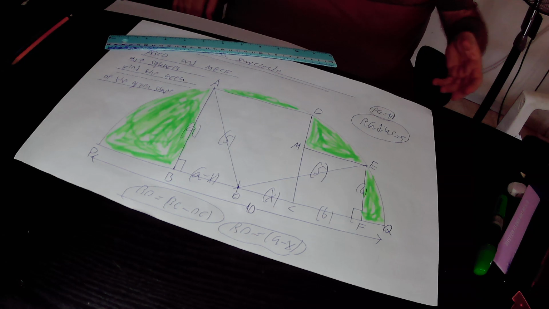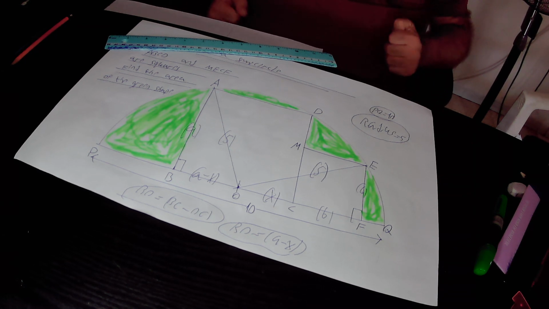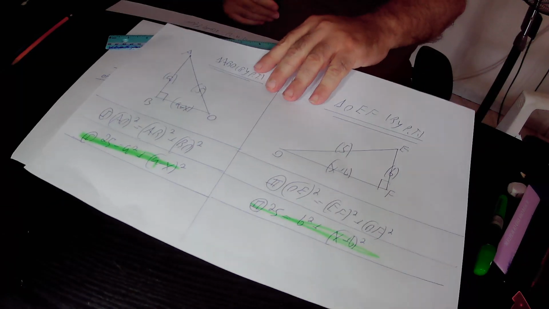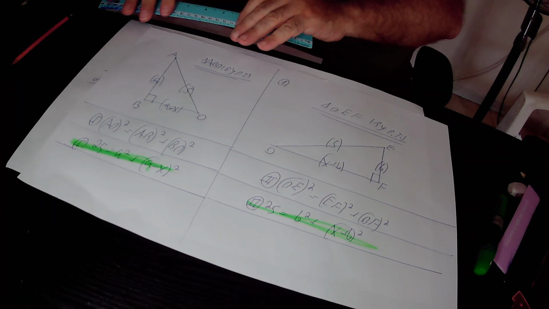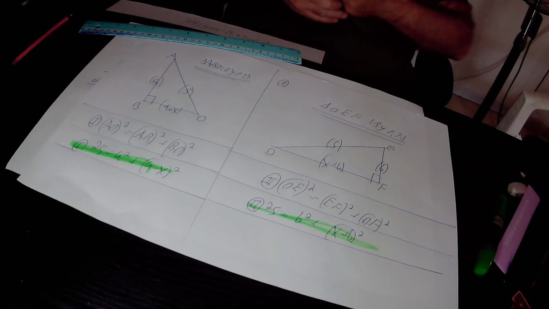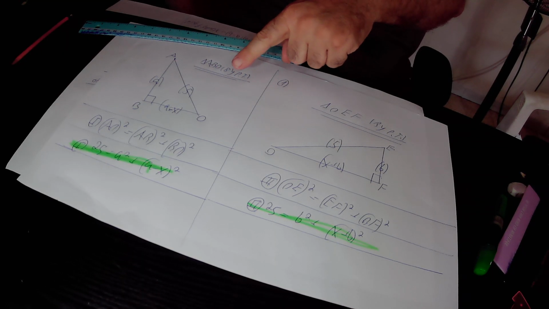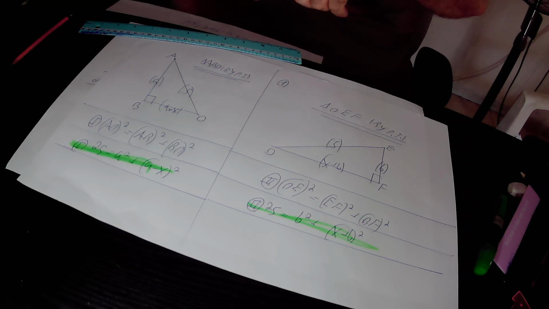According to the Pythagoras theorem, in any right triangle, the square of the hypotenuse equals the sum of the squares of the perpendiculars. So this is the right triangle AOB from the original domain. In this right triangle AOB, AO squared, that is the square of the hypotenuse, equals AB squared plus BO squared. AO is 5, therefore AO squared is 5 squared, which is 25, and this equals AB squared.